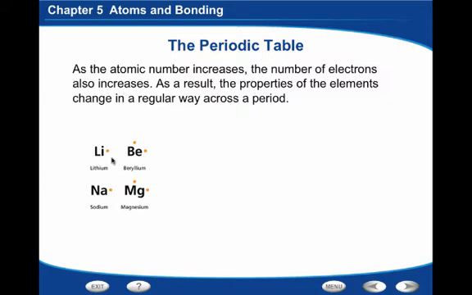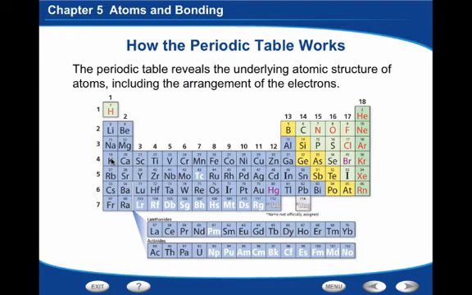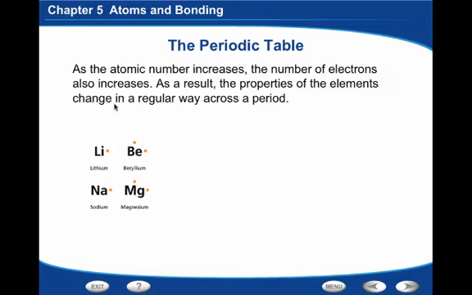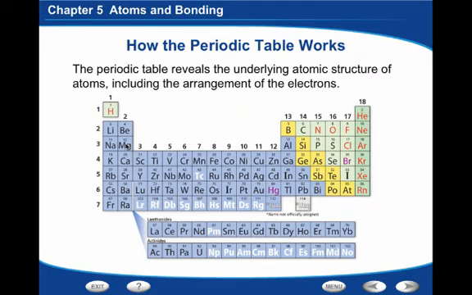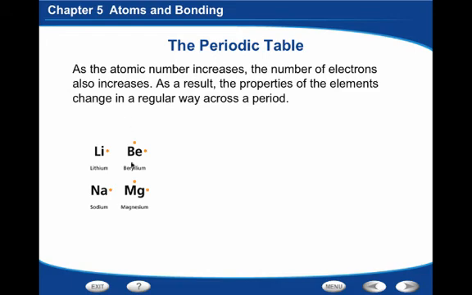So lithium, even though it has 3 electrons, it's in the first group. I'm going to go back here. It's right here in the first group. That means it has 1 valence electron. And magnesium, it only has 2 valence electrons, but if you go back, magnesium is right here, number 12. It's got 12 total electrons, but 2 in the outermost level.